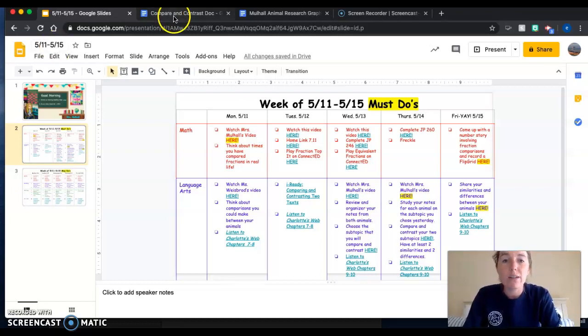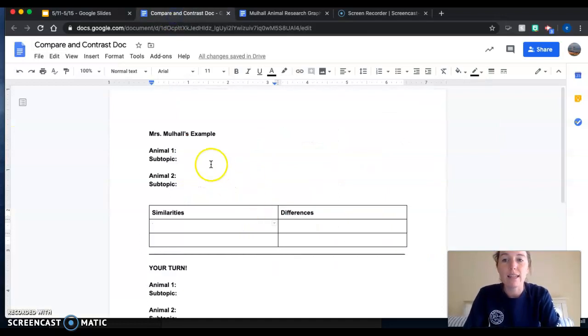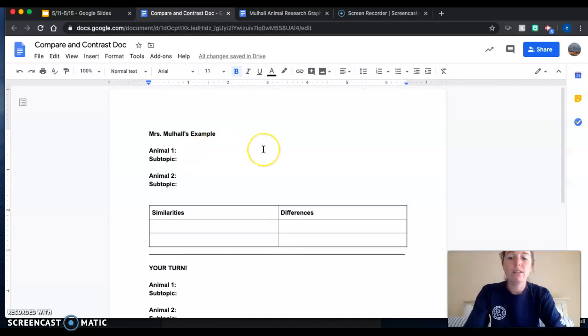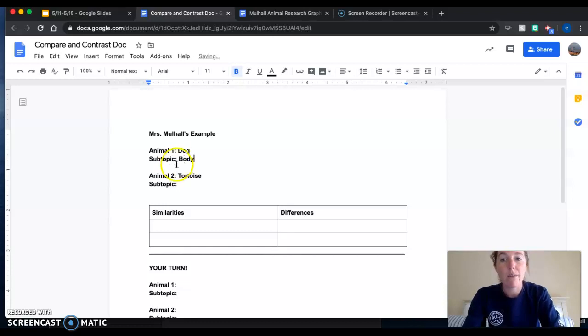So we're going to go into our compare and contrast doc that looks like this. And there's a spot for animal one. So my first animal that I'm comparing is a dog, and my second animal is a tortoise. And then if you remember, the subtopic I chose yesterday was body. So I chose body because it had enough information for me to compare and contrast. So now I need to think of similarities and differences.